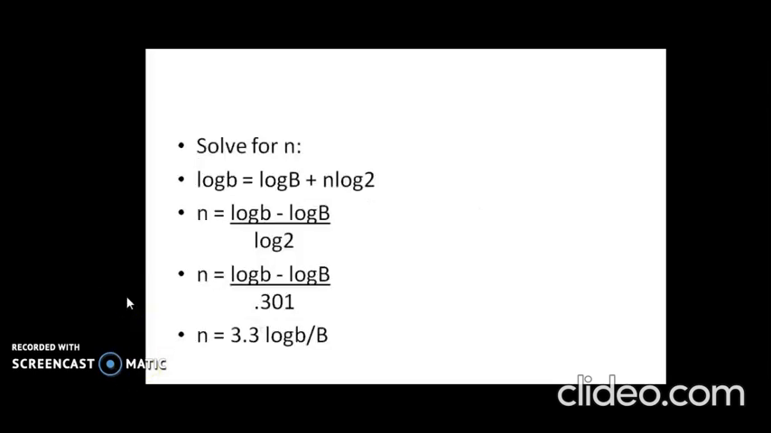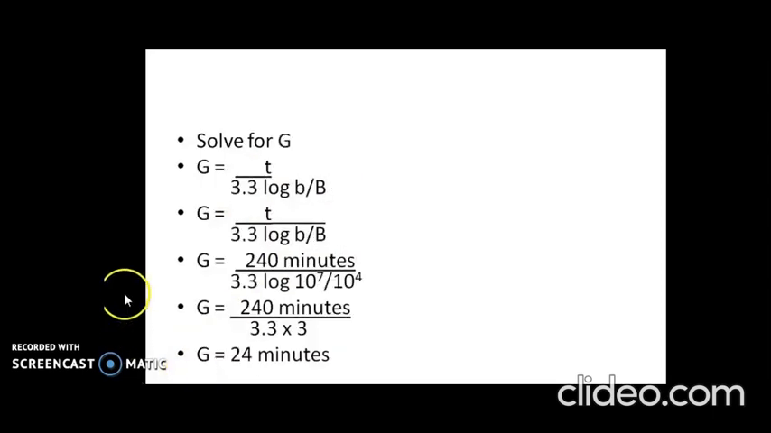You can also solve for n and g separately using the basic equations. So it can be expressed as log b equals log B plus n log 2, and after substitutions we get the n value as 3.3 log b by B, and that value of n that we got in the previous step can be used to solve for g.